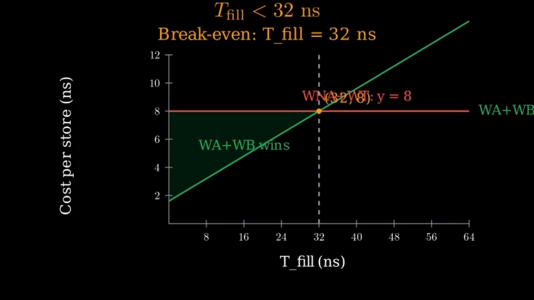As a concrete example, suppose a 64-byte fill takes 16 nanoseconds. Then write-back cost per store is (16 + 8) / 5 equals 4.8 nanoseconds, which is less than 8. If the fill instead took 40 nanoseconds, the write-back cost per store would be 9.6 nanoseconds, which is more than 8, so write-through would win in that case.